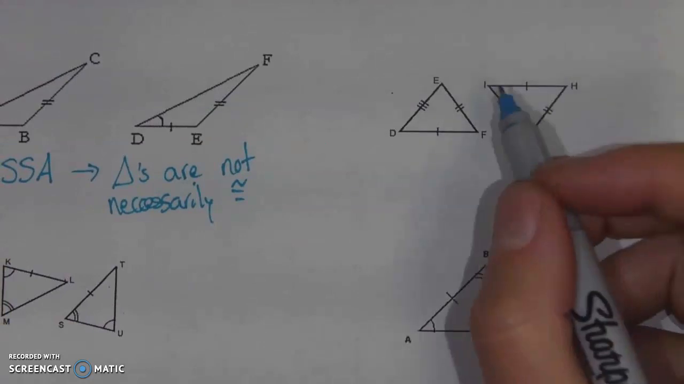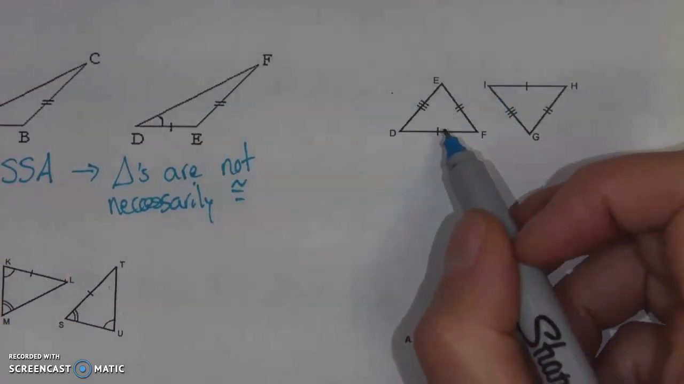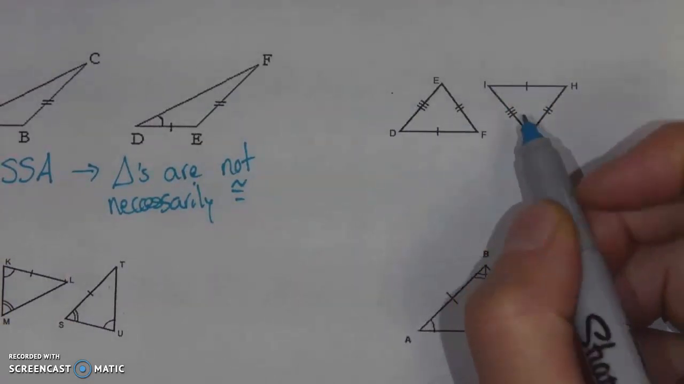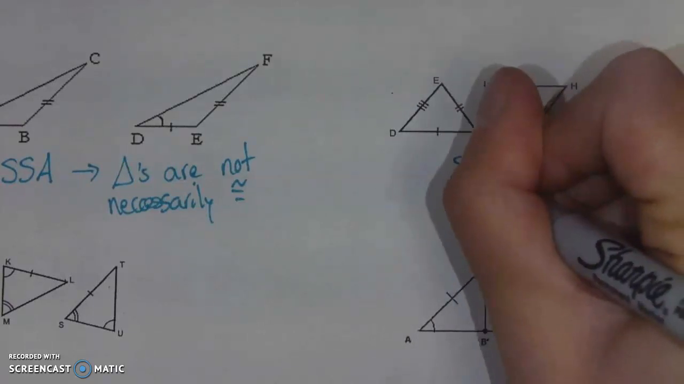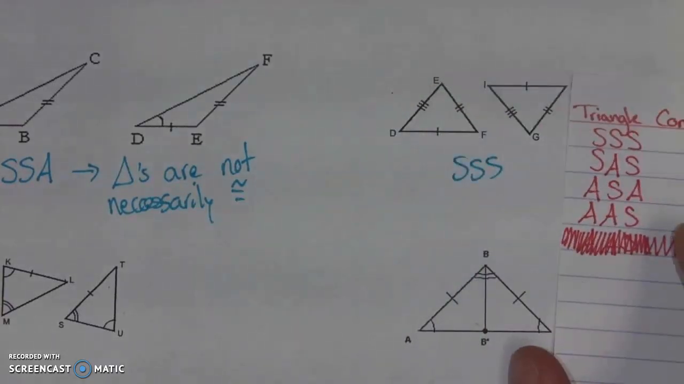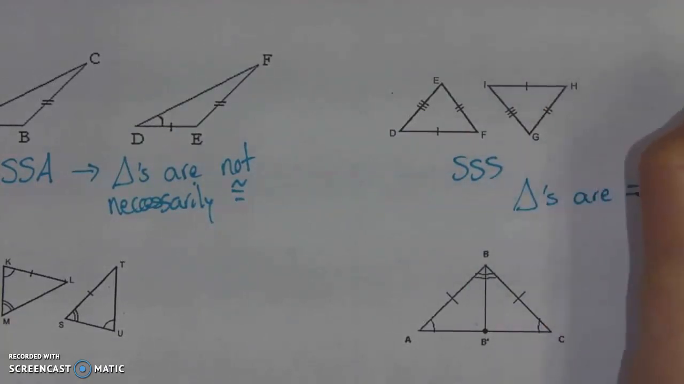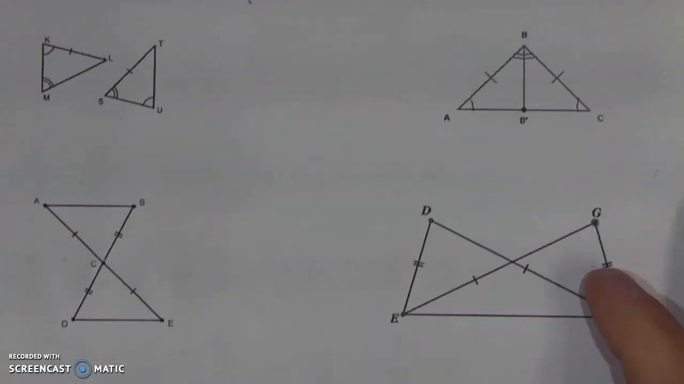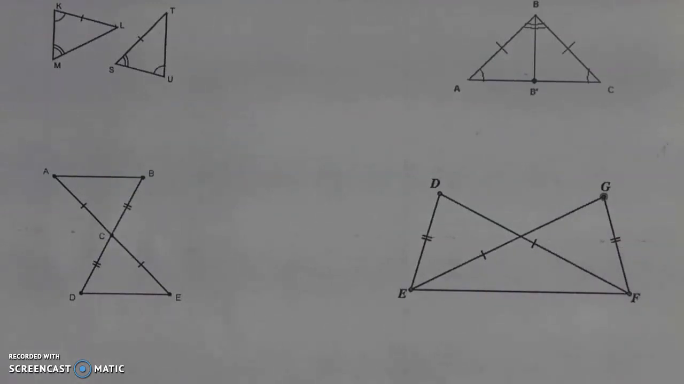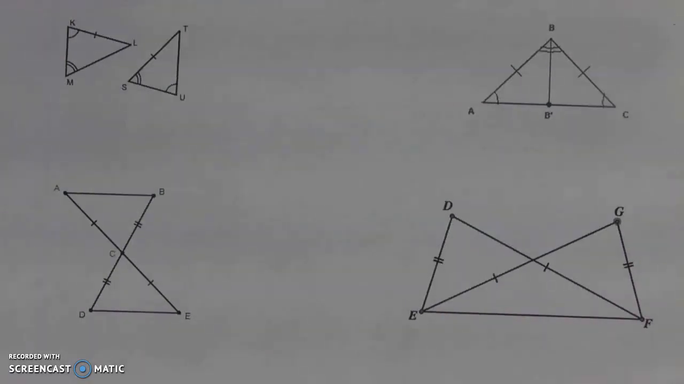However, if you're looking at the one next to it, I do have a side congruent to another side, another side, another side. And since that is one of our theorems, I'm good to go. These triangles are congruent. Now what we're going to do is skip to some of the harder ones. So let's go with the tricky ones.